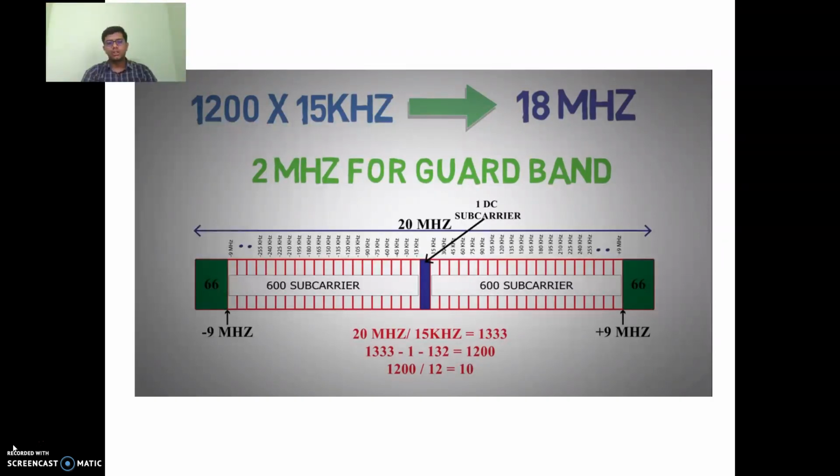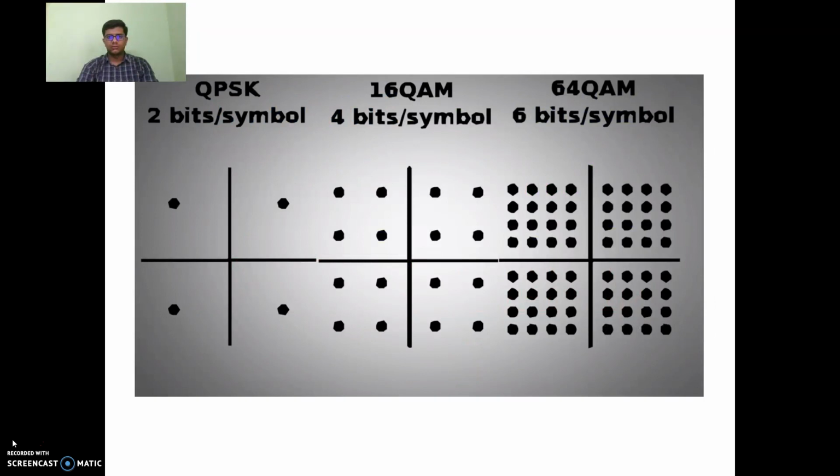We have 1200 subcarriers, which is divided into 600 and 600. So each subcarrier is of 15 kHz. So 1200 times 15 kHz results in 18 MHz. And 18 MHz plus 2 MHz guard band is equal to the channel bandwidth of 20 MHz. As you can see, this is the constellation diagram for the QPSK. For 2-bit QPSK, we have 4 symbols, that is 2 power 2. For 4-bit, we have 16 symbols, that is 4 power 2. And for 6-bit, we have 64 symbols, that is 6 power 2.